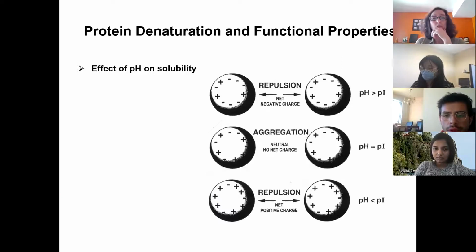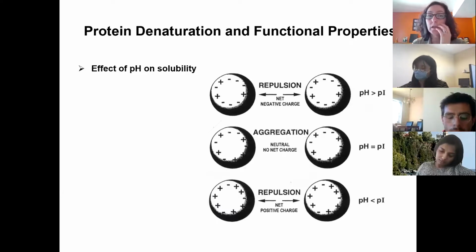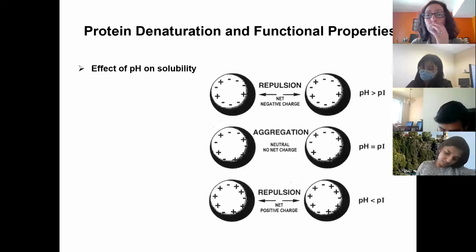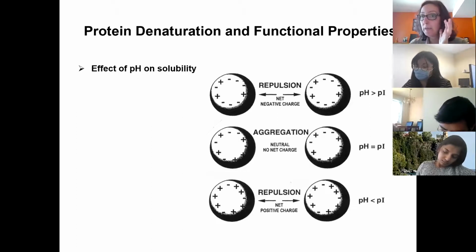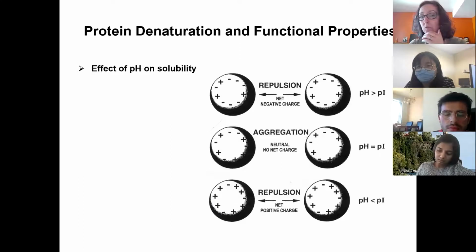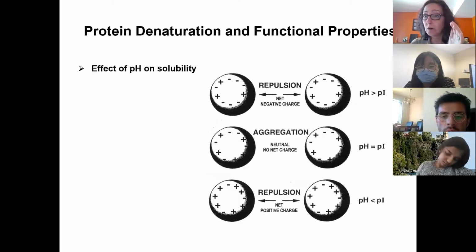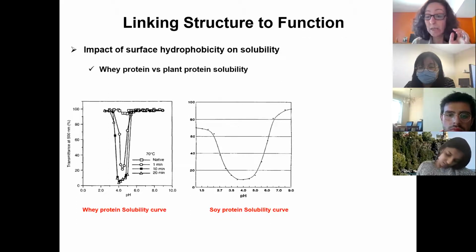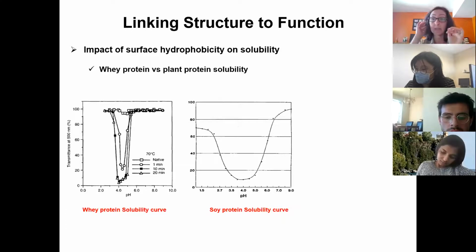Okay, pH effect. We also talked about that a couple of times now. When you have a really high pH or a really low pH, that means you have either net negative charge at high pH or net positive charge at low pH. So repulsion, better solubility. Around the isoelectric point, net zero charge, least interaction with water, you have the least solubility. So I'm linking structure to function, and in this case, structure to solubility.